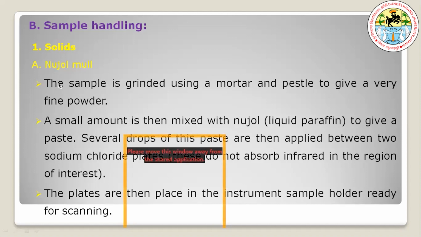Nujol is a liquid paraffin, just like an oil. You mix your solid compound with this oil, make a paste, and directly apply it to the sample window and place it in the IR compartment.